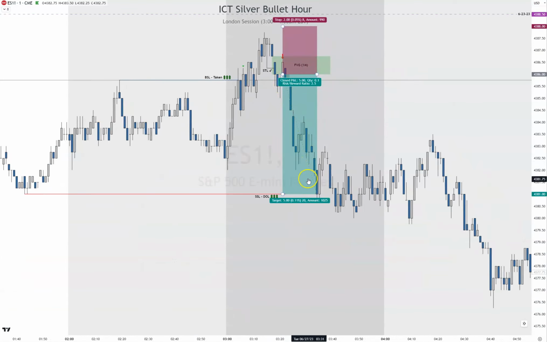This would be your target. This would be your first draw on liquidity here. And I'd take partials right here. I like to take partials about 60%. So I'd put my partials right here. And then we would trade.